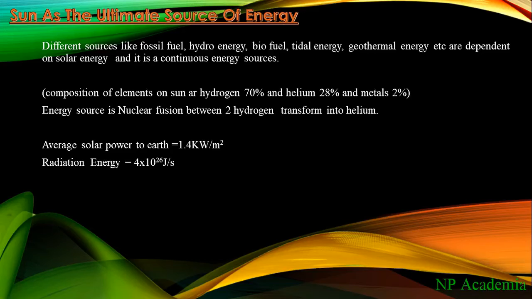The energy source is nuclear fusion, where two hydrogen are transformed into helium. That is the main source of energy on the sun. Then the average solar power to earth is 1.4 kilowatt per meter square.